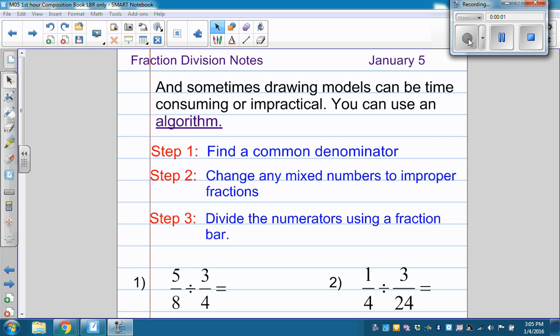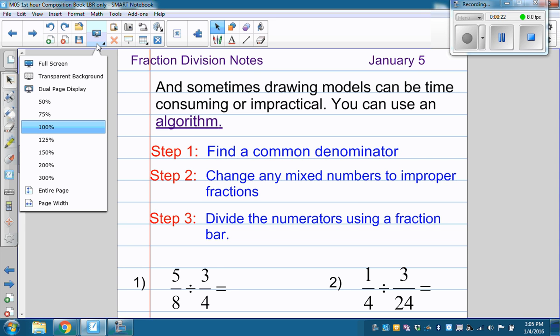Okay, today we're going to do fraction division using an algorithm. Because as we learned the other day, sometimes the pictures that we draw are difficult. So it's very handy to have an algorithm. These are the steps that we use to do fraction division.